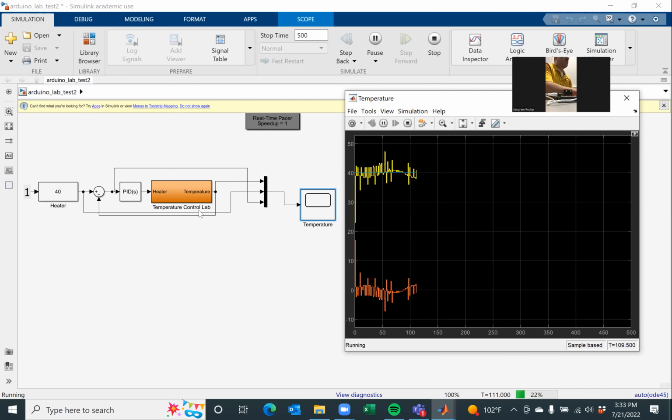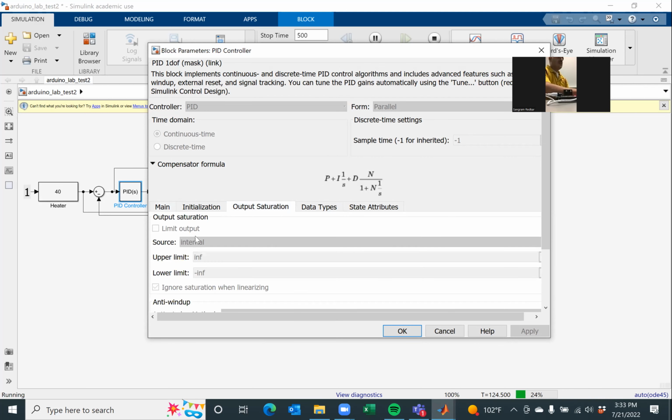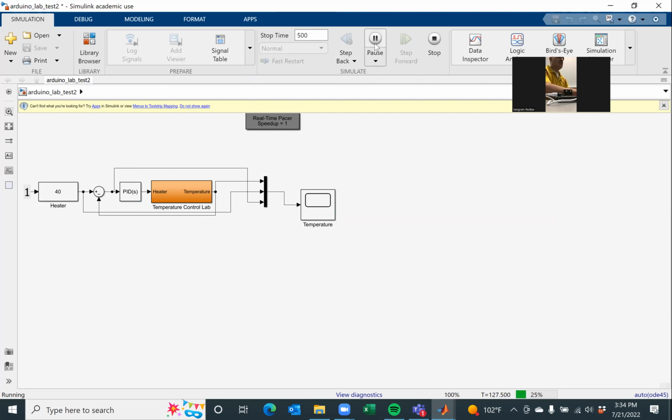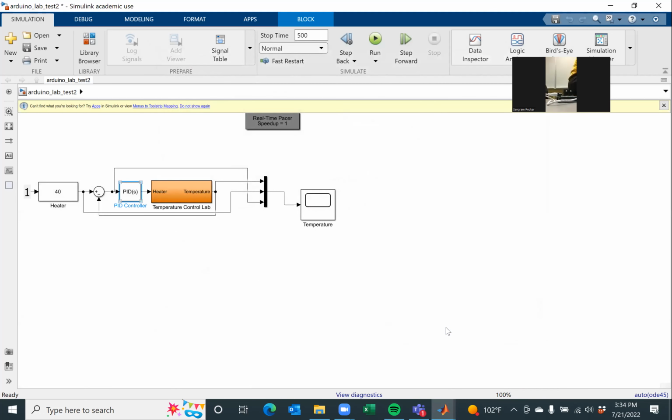I just put the proportional gain as 10, integral gain as 1, and derivative gain as 0. I didn't add output saturation, but you can actually set a limit, and you can set up an upper and lower limit anyway. So yeah, I'll be there in just a second.